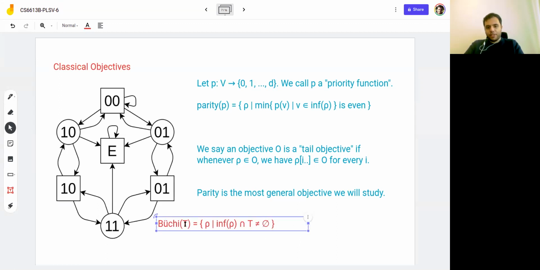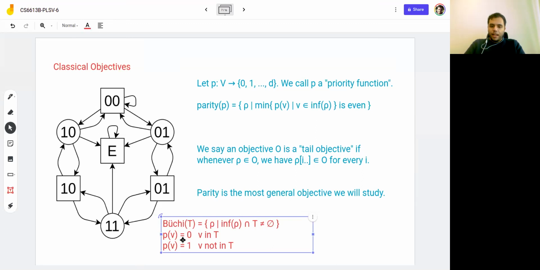And the idea here was that we have a set T of target states, and we want to take all the infinite paths that visit T infinitely many times, right? Now, if we use the function that Yuan is proposing here, it's basically saying that give priority 0 to every vertex V that is in T, and give priority 1 to every vertex V that is not in T. Okay. Now, if I satisfy the Buki condition, then it means that I'm visiting T infinitely many times. So priority 0 is visited infinitely many times. So I satisfy the parity condition.